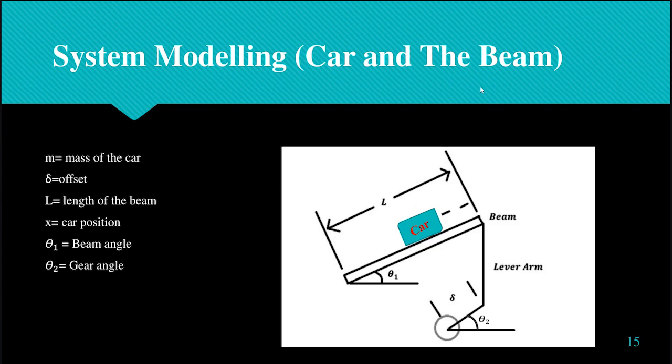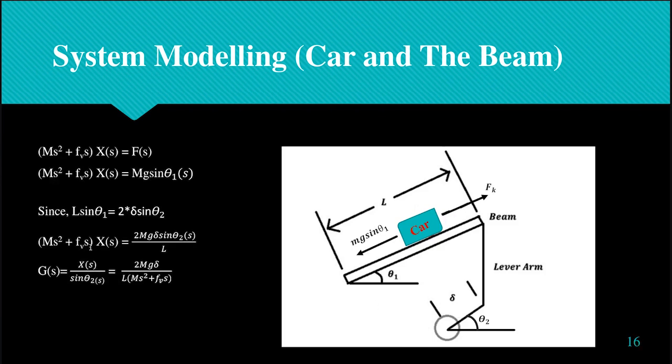Let us first consider the behavior of the car. Since we have to control the position of the car by changing the gravitational force along its path, we need the transfer function that relates its position to the force on it. This combination of force depends on the beam angle θ1, the gear angle θ2, and the offset of the lever from the rotary point given by delta. So we can write this set of equations.